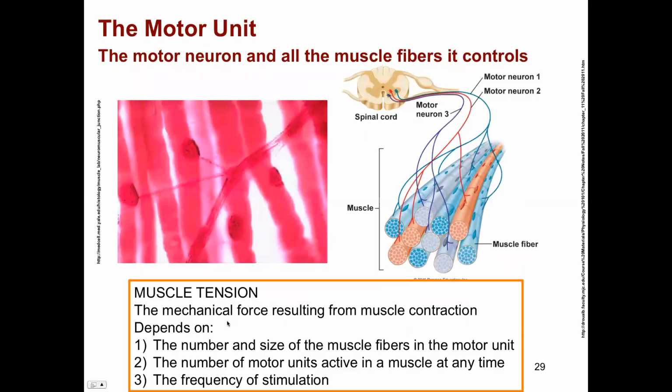Now, motor unit. A motor unit is one motor neuron and all of the muscle fibers, the muscle cells, that it controls. You can have different numbers of muscle fibers associated with different motor units. But the thing to understand here is that when you have this, I'm going to refer to my notes here.